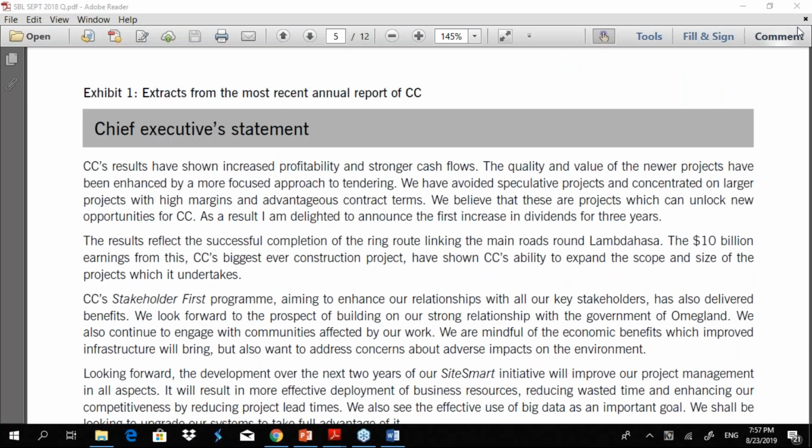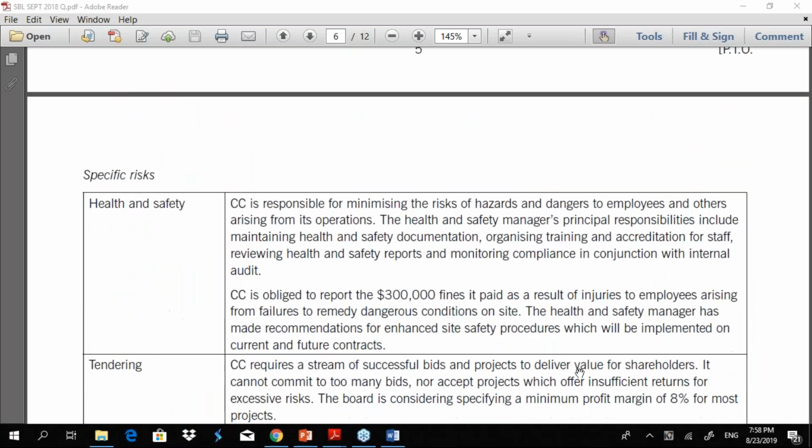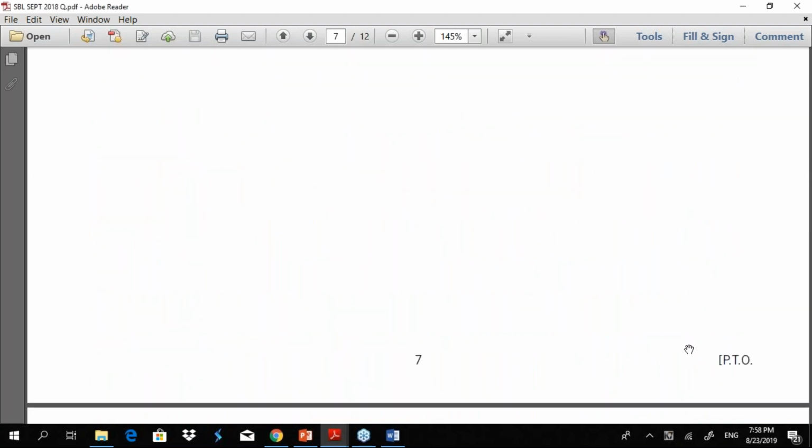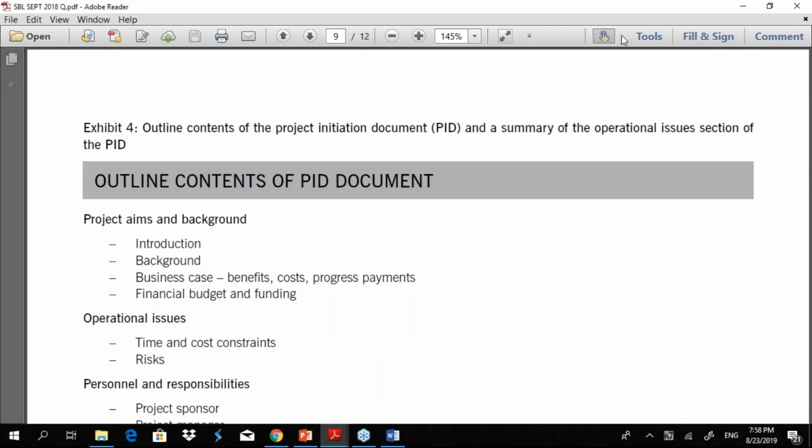So which exhibit is this related to? That's the first thing you need to identify. I'm sure it's not that difficult here. Which exhibit are we looking at to answer this question? Right, exhibit 4. It's clearly given, and it says outline contents of the PID and a summary of operational issues section of the PID.